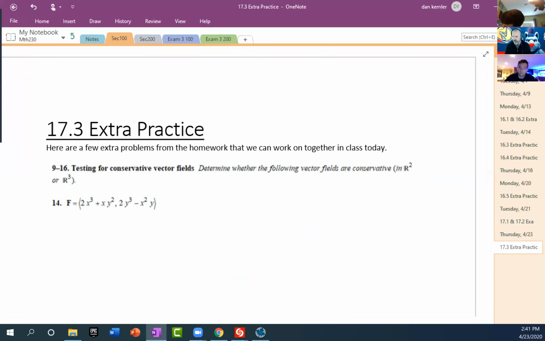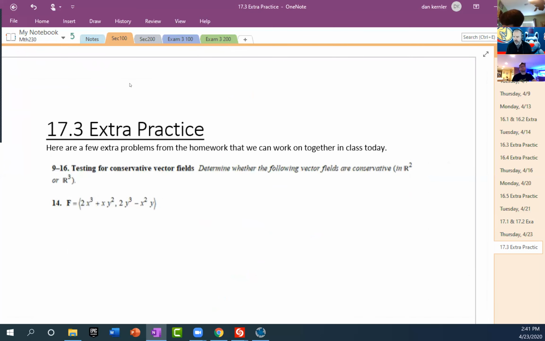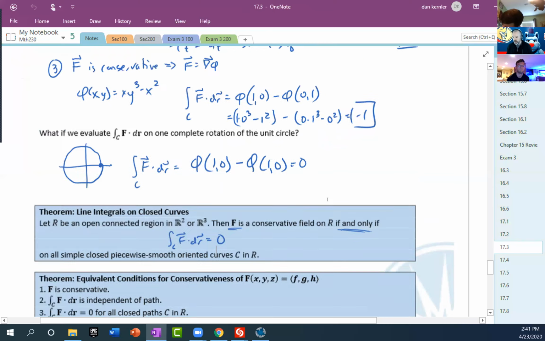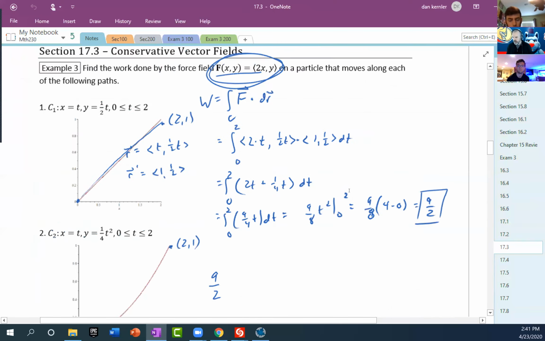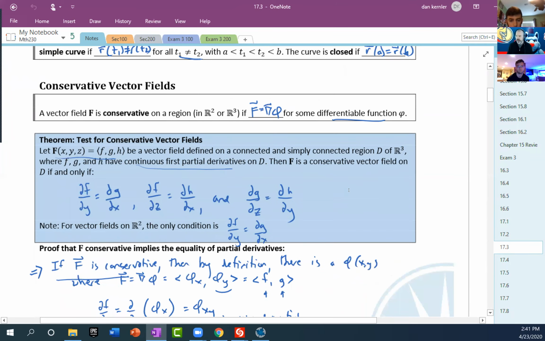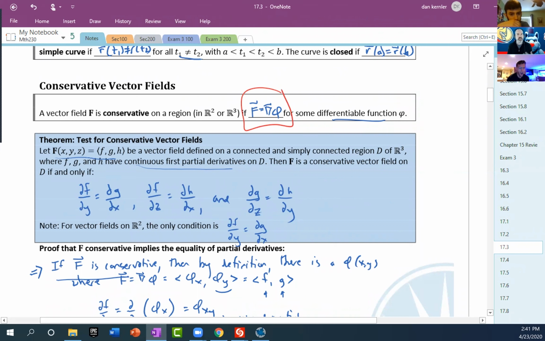Let me just pop over to the notes and show a couple of key facts. So this is all about conservative vector fields. Here's the definition: a conservative vector field is basically a vector field that is the gradient of some function. We call it conservative if there's some function where that r vector is its gradient. That's what it means to be conservative.